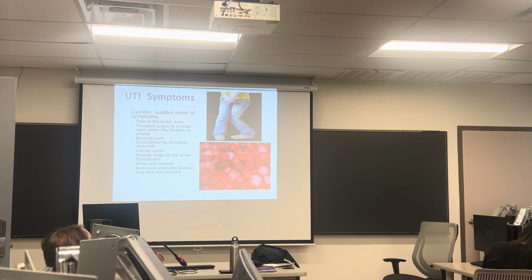So with cystitis, which is the infection of the bladder, there's a sudden onset of pain in the pubic area, frequent urges to urinate, even if you don't produce any urine. The bladder might be completely empty, but you have this urgency to want to go urinate. There can be pain that's associated with urination, what we call dysuria, right? You can have cloudy urine. It can be kind of tinged orange or red because of the blood in it. Sometimes the blood in the urine you cannot appreciate by just looking at it. You have to look at it microscopically, or you can do a urine dipstick.